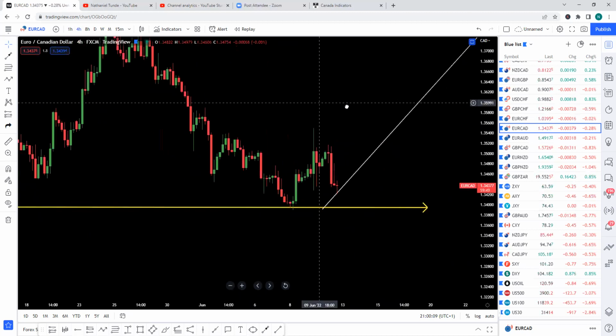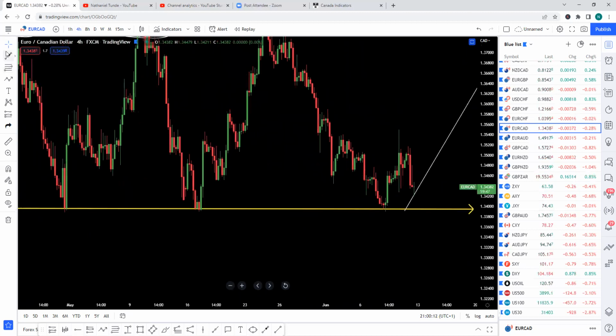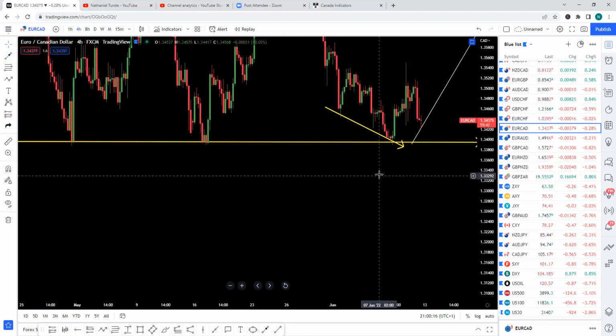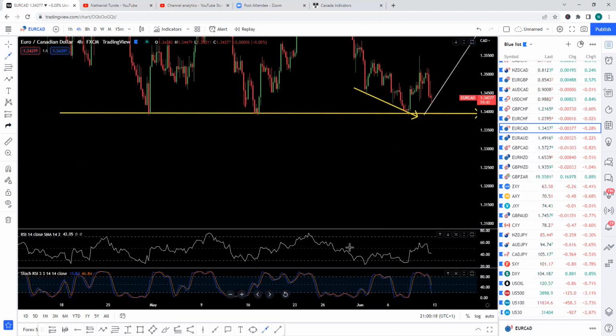4 hours. What I did was simple. I spotted this divergence. I see. That's correct.